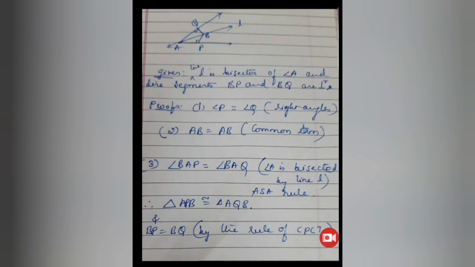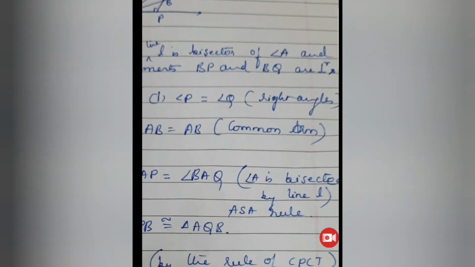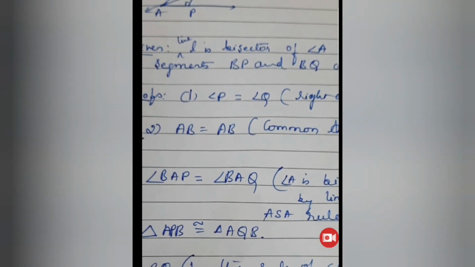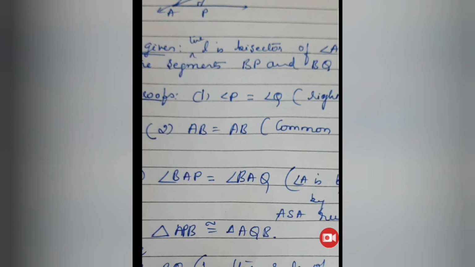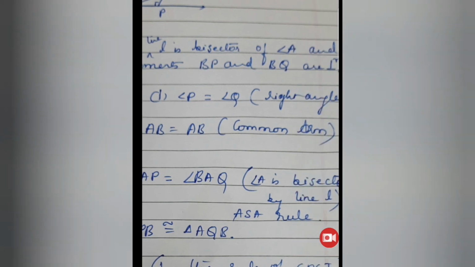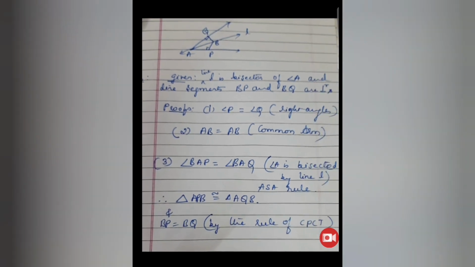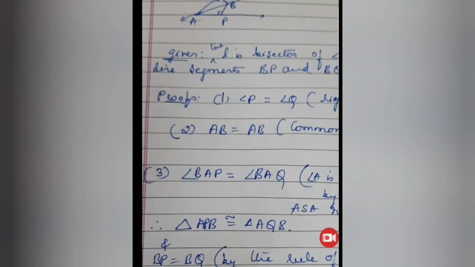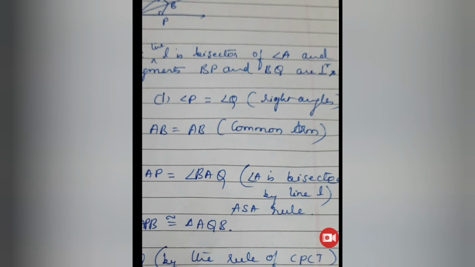So you can say that angle P is equal to angle Q. Why? Because both are right angles. And you got a common arm in both the triangles, that is side AB. So you can take it as a common side. And the third proof is that there is a formation of angle BAP which is equal to angle BAQ. Why? Because angle A is bisected, isn't it? Yes. So due to which you got two angles as common and one side as common. So what you can say is that two triangles are congruent by the rule of ASA congruency.